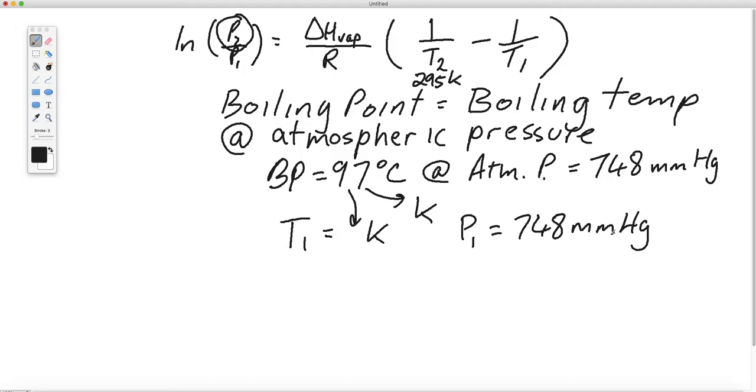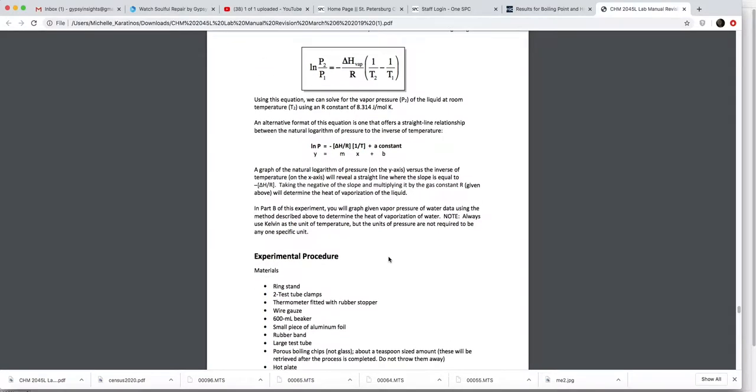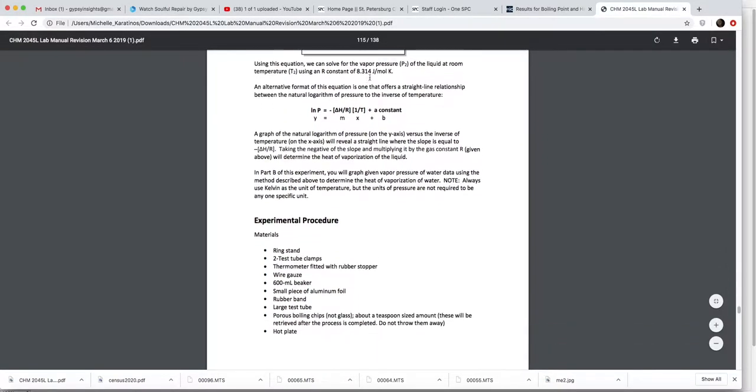So if we've got these as our variables, then effectively here's what we're doing. We've got log P2 over 748 millimeters of mercury equals delta H vap over R, and then we've got to figure out what delta H vap is. Now we can do that because we're given a bit of information here. This is the Clausius-Clapeyron equation, which you can get from your lab manual.